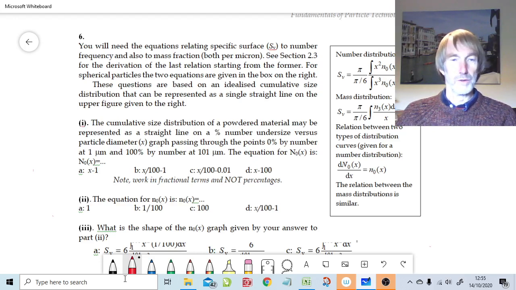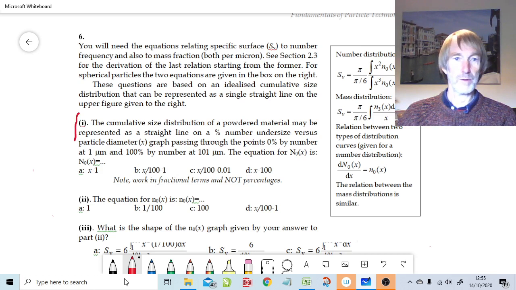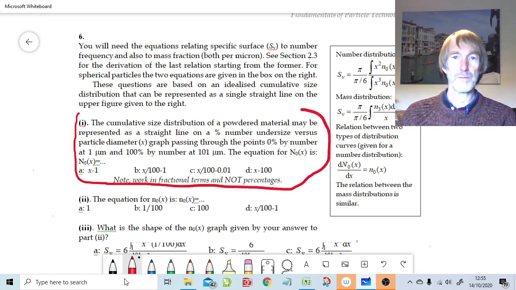Welcome to question 6 from Chapter 2, the Fundamentals of Particle Technology book. We have a lot of information in question 6, and I can see that I'm slightly obscuring some of the information. That doesn't matter too much, but let me try and explain what we're doing here. The information most relevant to the problem is just here, which is really part 1 of the question.